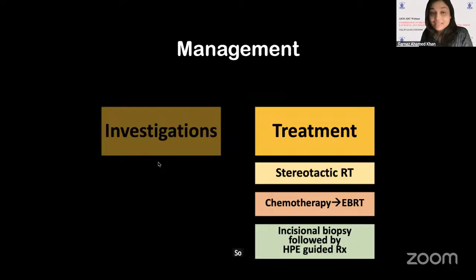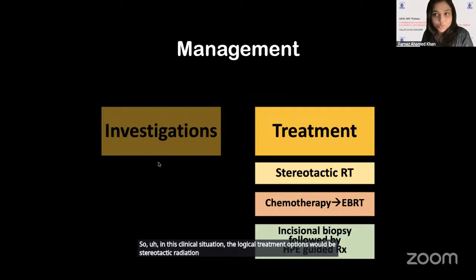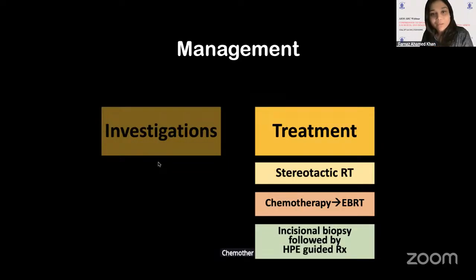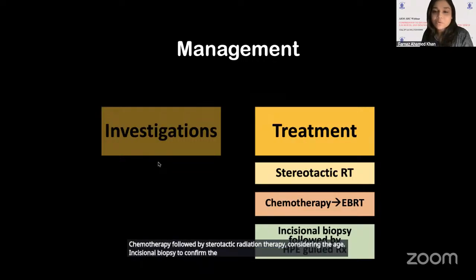In this clinical situation, the logical treatment options would be stereotactic radiation therapy targeting the tumor; chemotherapy followed by stereotactic radiation therapy considering the age; or incisional biopsy to confirm the diagnosis followed by chemotherapy or radiation based on the histopathology. Since the child was 7 years old, we preferred the first management option, stereotactic radiation therapy directly.